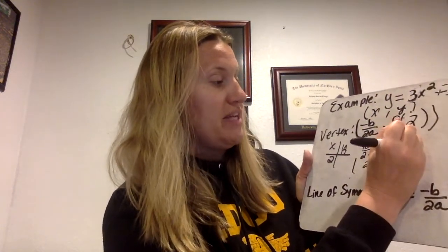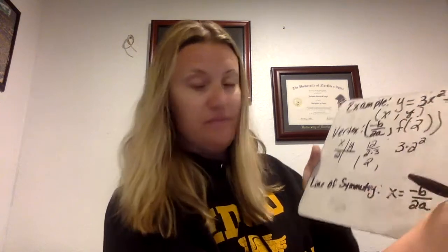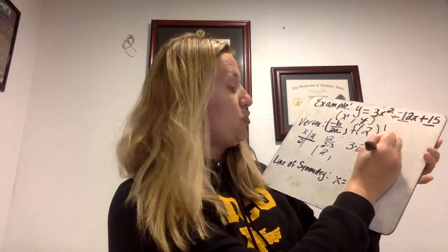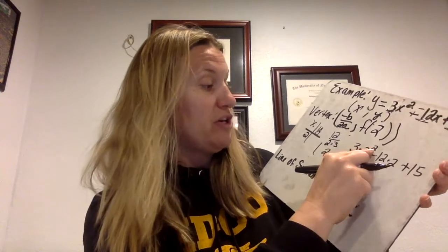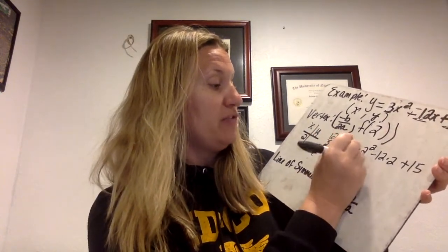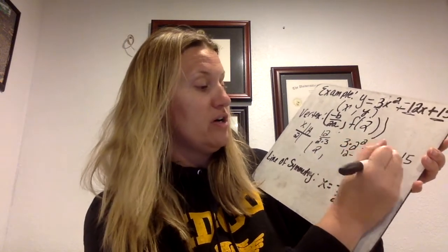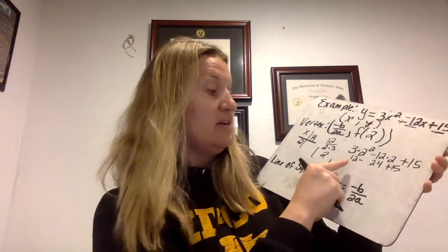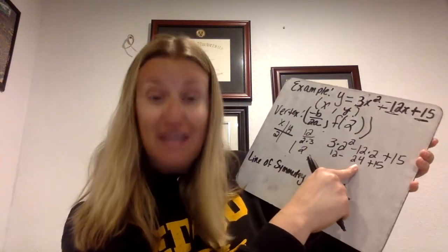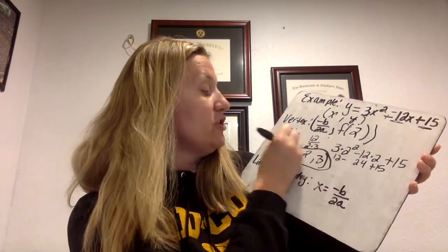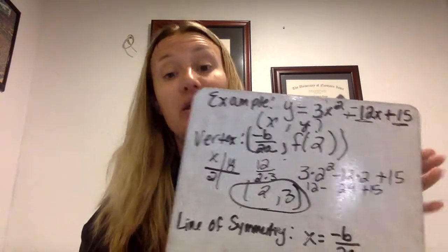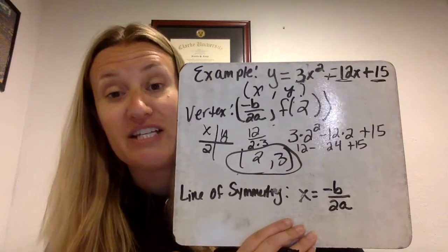So in this case, I'm going to plug in 3 times, instead of x squared, it's going to be 2 squared, minus 12 times 2 plus 15. So I just plugged 2 in, and now it's just order of operations and doing the math. 2 squared is 4. 4 times 3 is 12. 12 times 2 is 24, plus 15. Okay, left to right. 12 minus 24 is negative 12. Negative 12 plus 15 is a positive 3. So my vertex is the coordinate point 2, 3. And you can graph that to double check. You will have a vertex at 2, 3.